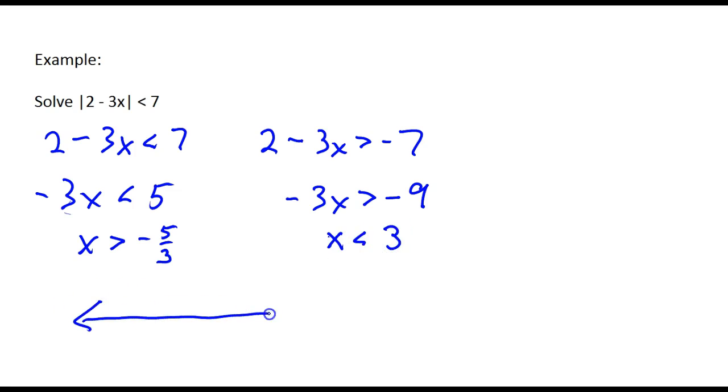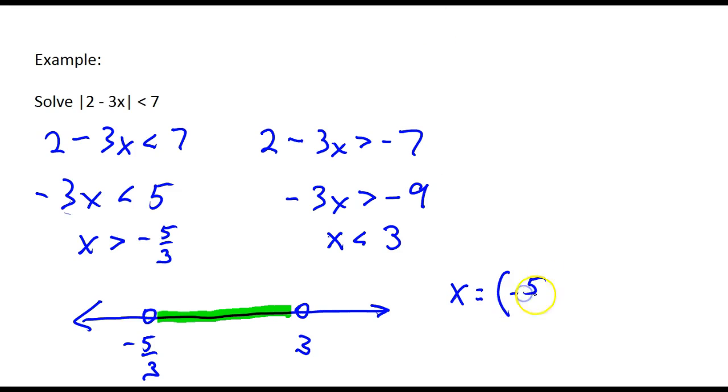On a number line, here's our answer. I have an open circle at negative 5/3, and I have an open circle at 3. X is everything greater than negative 5/3 and less than 3. So in interval notation, x equals all numbers between negative 5/3 and 3. And for our last example, we'll do an absolute value inequality with a greater than.